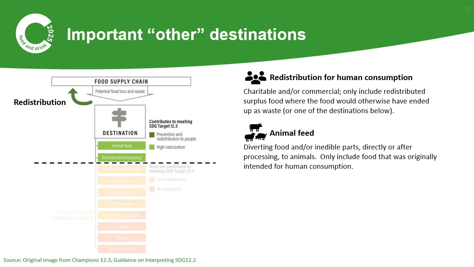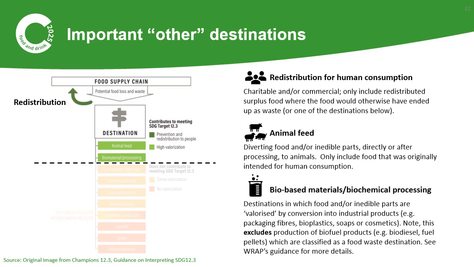And finally, the third option above the line would be biomaterial processing. So converting food or associated inedible parts into various industrial products with a market. And you can see some examples here. So, packaging fibers, bioplastics, cosmetics, and so on. So that's another option for where you can send surplus food to avoid it going to food waste when it comes to interpreting the SDG 12.3 target.